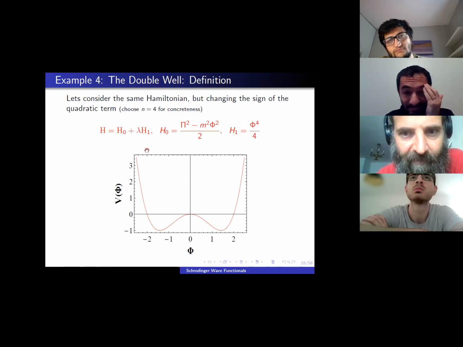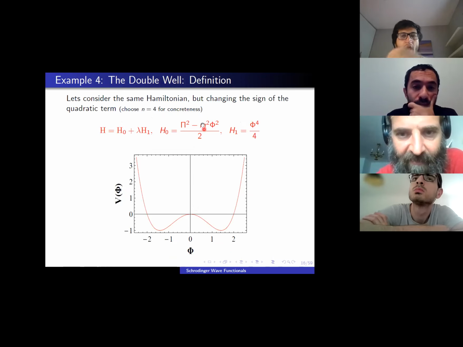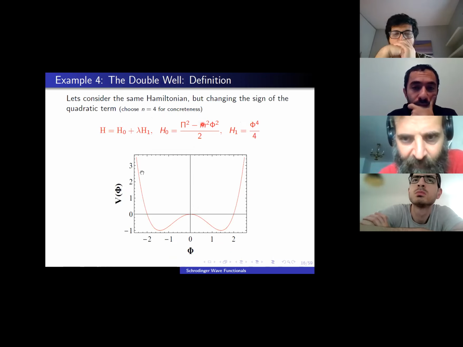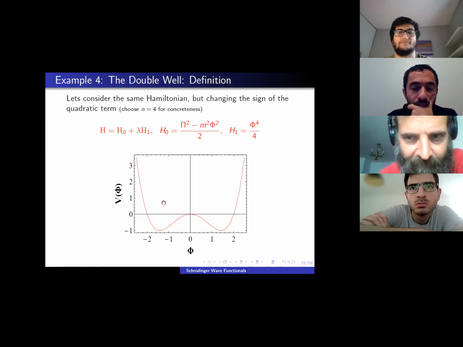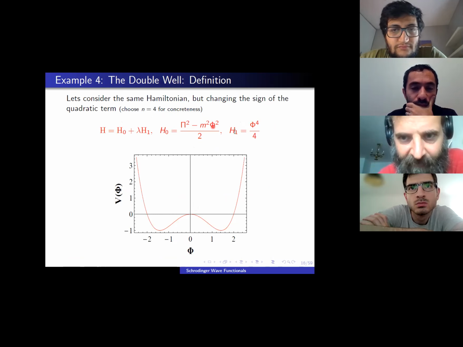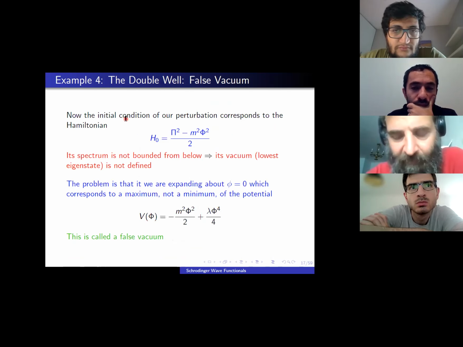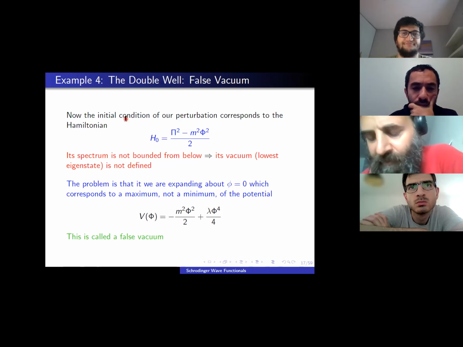Let's go up to the next case. Let me just change the sign of this m squared over here. So we have what is described by this kind of potential, because you've got a minus phi squared and a plus phi to the fourth. So let's try to do the same thing again. We can turn it into a recursion relation.